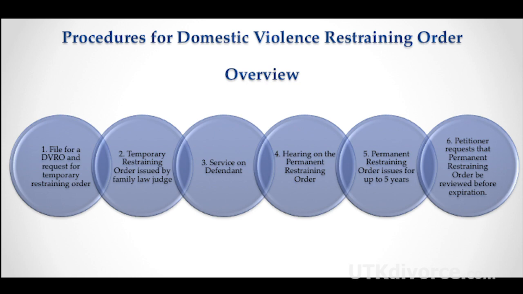Procedures for domestic violence restraining order overview. 1. File for a domestic violence restraining order and request for temporary restraining orders. 2. Temporary restraining orders are issued by the family law judge. 3. Service on the defendant with all the domestic violence restraining order paperwork. 4. Hearing on the permanent restraining order. 5. Permanent restraining order issued by the family law judge up to 5 years. 6. Plaintiff requests that the permanent restraining order be reviewed before expiration.